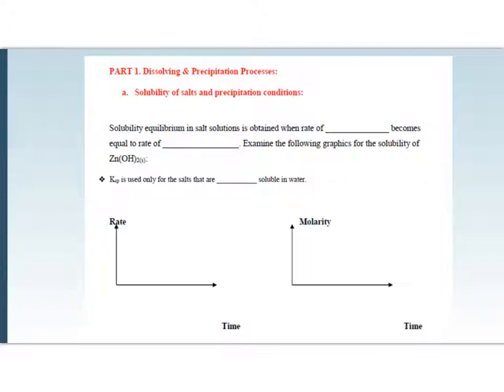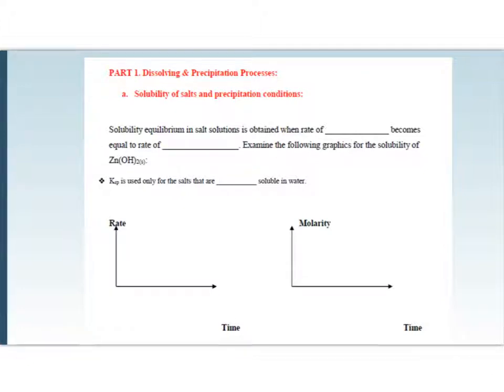Solubility of salts and precipitation conditions. Solubility equilibrium in salt solutions is obtained when the rate of dissolution, or rate of dissolving, becomes equal to the rate of precipitation. Now remember, when we're talking about chemical equilibrium, this is a kind of physical equilibrium in fact. In chemical equilibrium, we define it as the rate of forward reaction being equal to the rate of reverse reaction. In this case, we just change the names. We say the rate of dissolving becomes equal to the rate of precipitation.